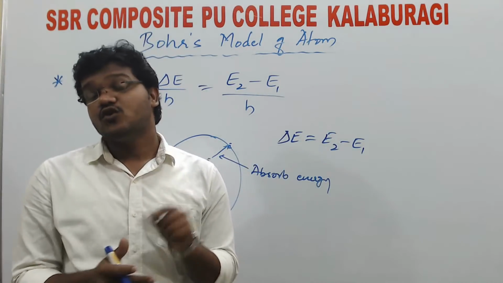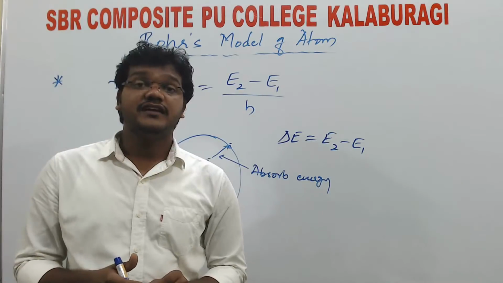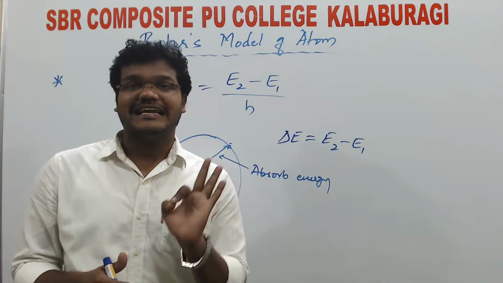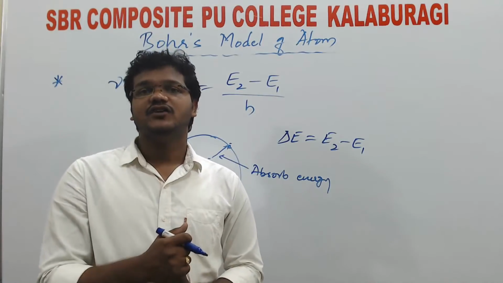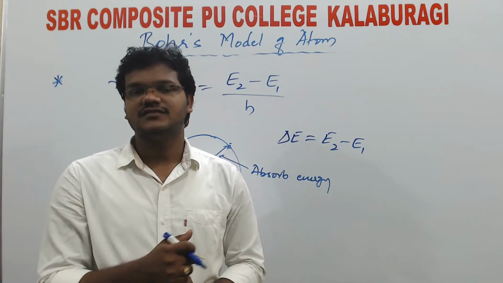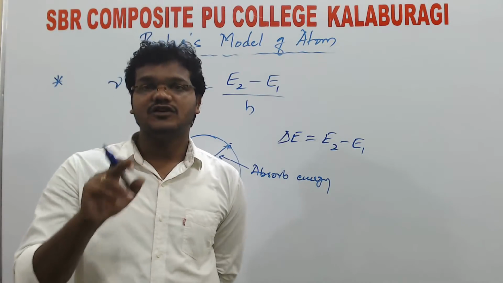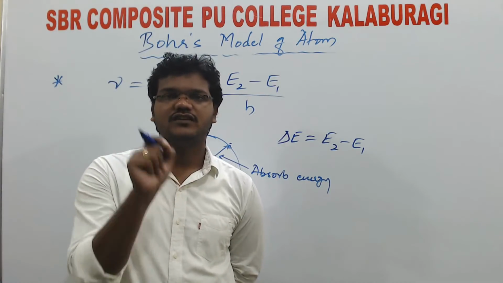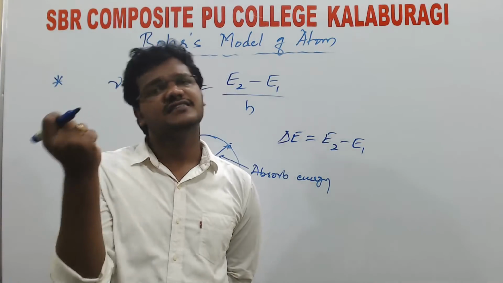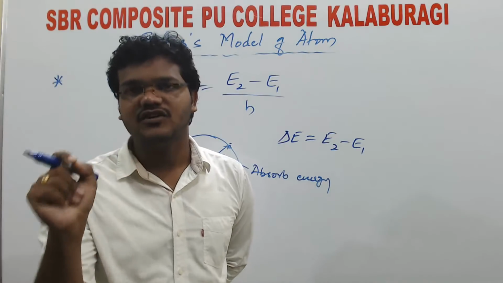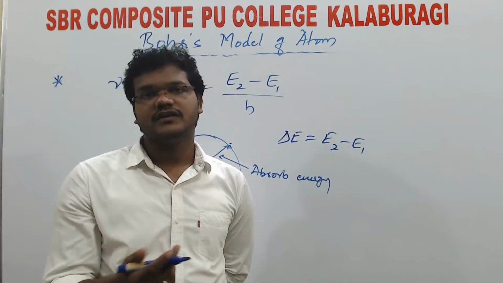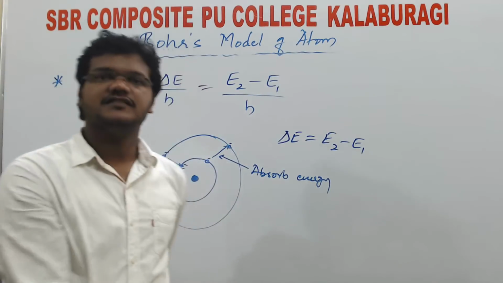And the third one was that only those orbits were permitted in which the angular momentum of the electron is an integral multiple of h by 2 pi, where h was Planck's constant. So that is nothing but mvr equals nh by 2 pi, mass of electron, speed of electron, radius of orbit. mvr is the angular momentum. So that was the third.